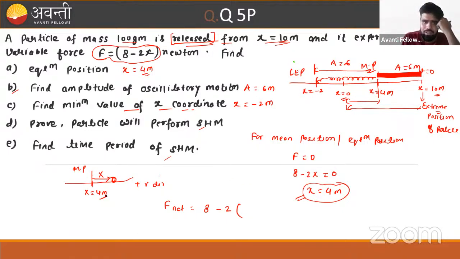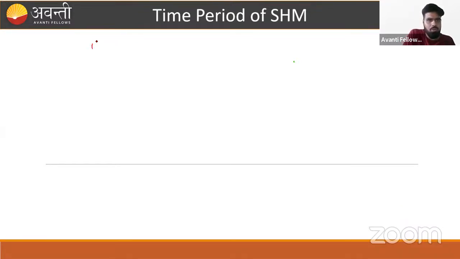So at this particular position, what is the coordinate of the particle? This will be equal to x plus 4, because originally the particle was at the mean position and is slightly displaced by an amount x, so the final coordinate of the particle will become x plus 4. If we solve this, it will equal 8 minus 2x minus 8. And we will get F net equal to minus 2x.